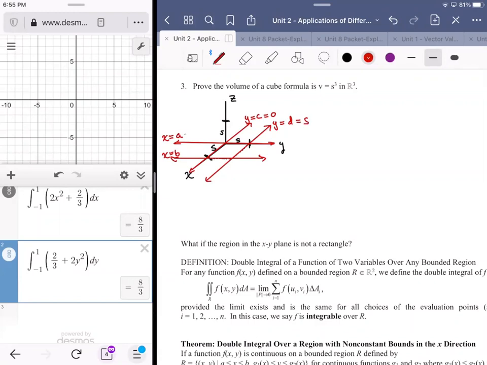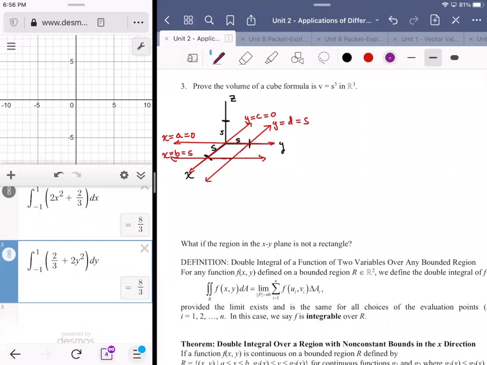Same idea for the x equals a. X equals a is actually on the y-axis, so x equals a equals 0. X equals b is going to be equal to s again because there's s units away. So then all we would need to do is define some surface z that's actually going to have a height of s off of the xy plane.